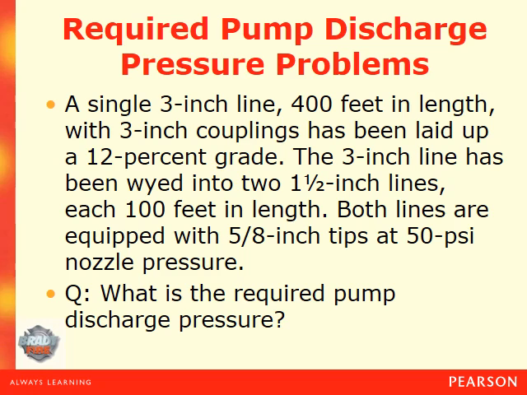So here's our problem. You have a single 3-inch line that's 400 feet in length with a 3-inch coupling that has been laid up a 12% grade. The 3-inch line has been wyed into two 1.5-inch lines, each having 100 feet in length. Both lines are equipped with a 5/8-inch tip at 50 psi nozzle pressure. So now, what is the required pressure?